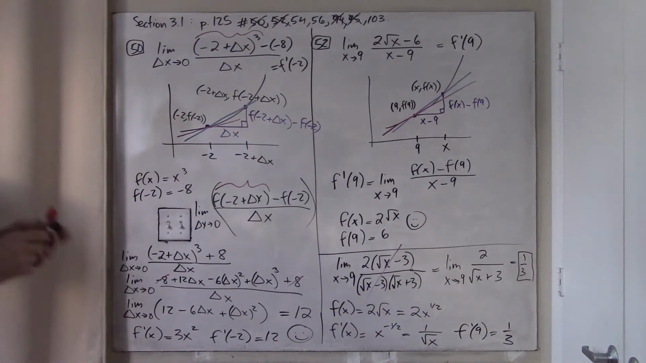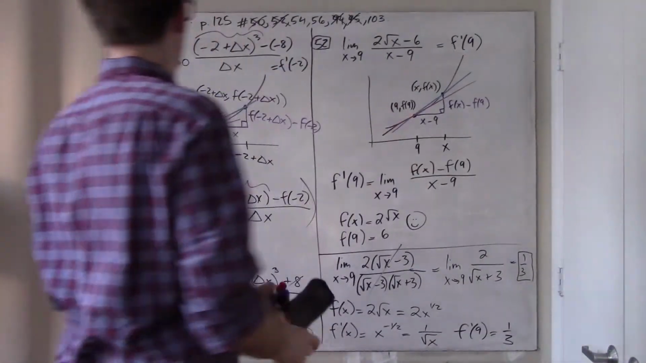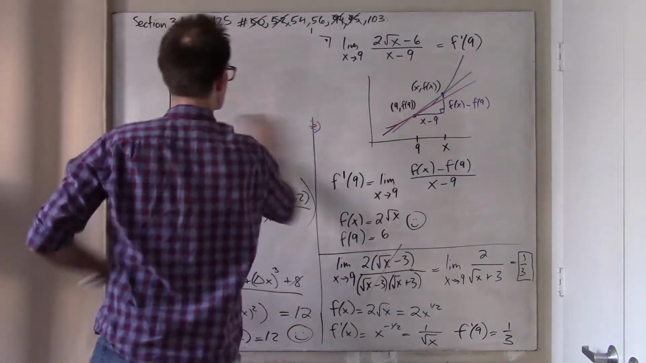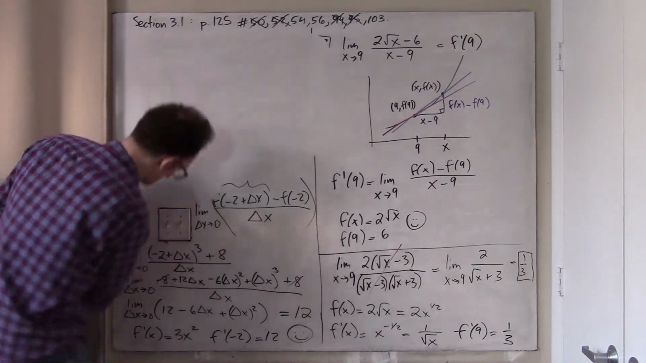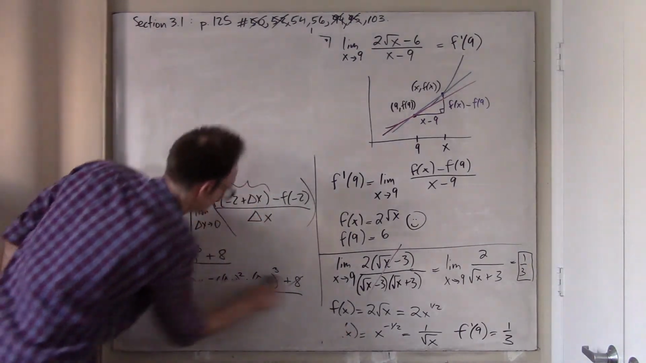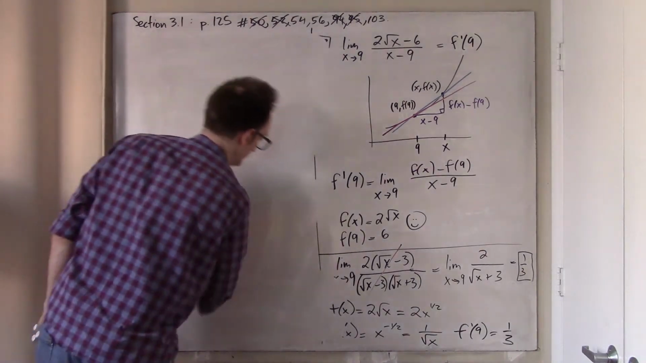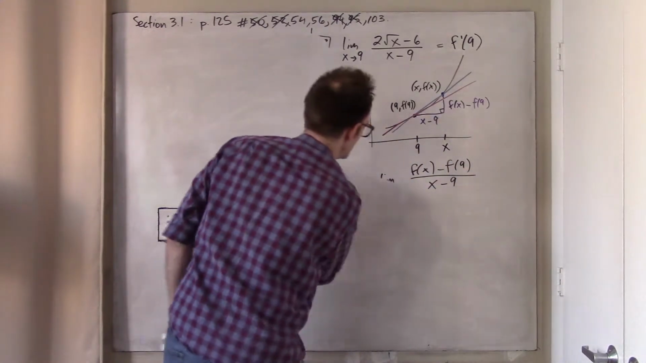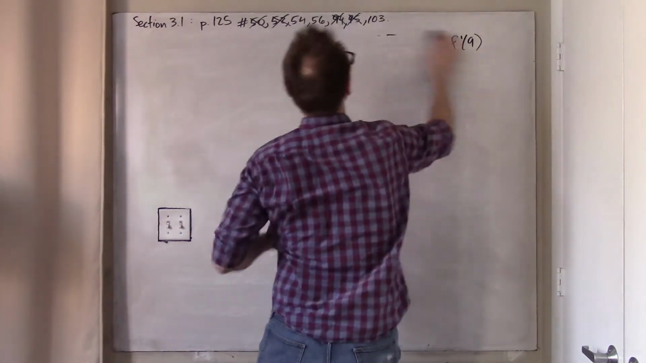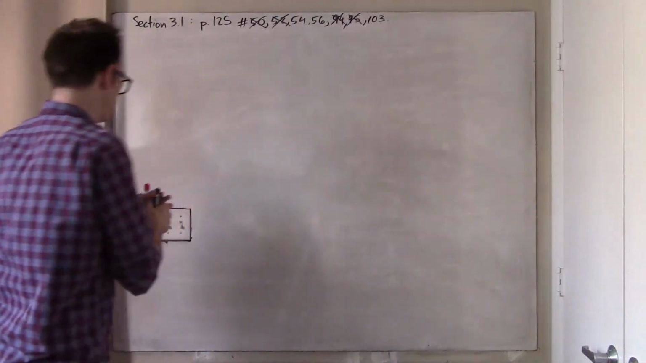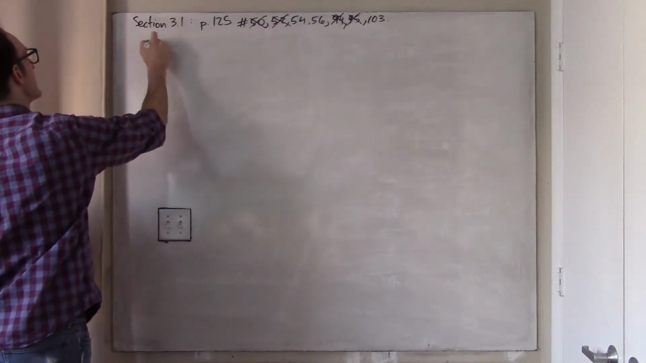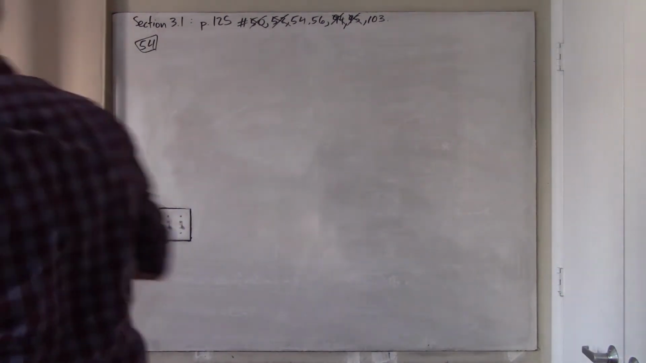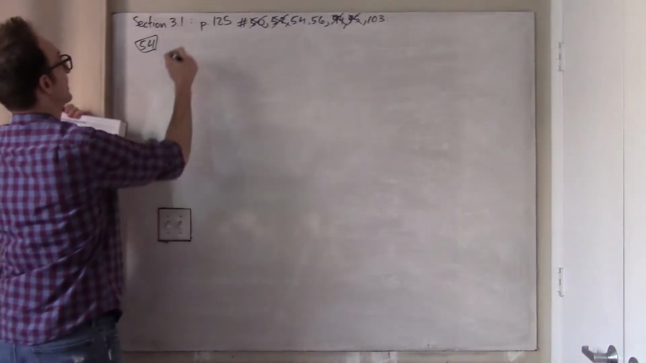Okay, 54 and 56 are kind of thinking, drawing problems. Let's just do those now. Instead of restarting the video, sorry. Okay, 54 says, assume that, oh no, here we go.